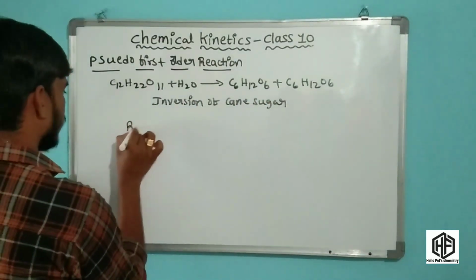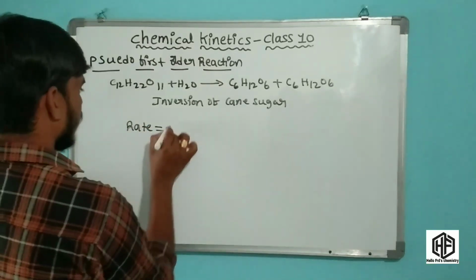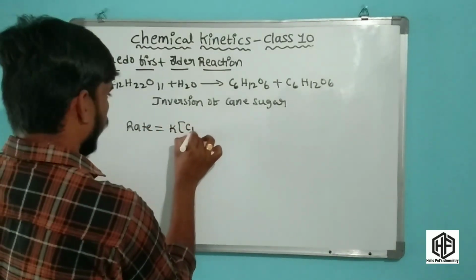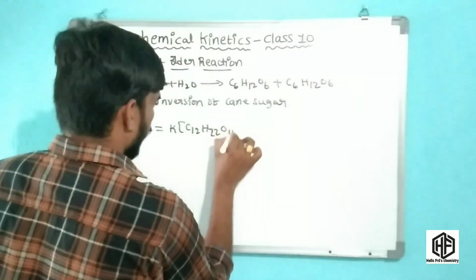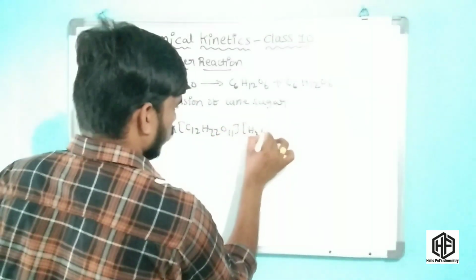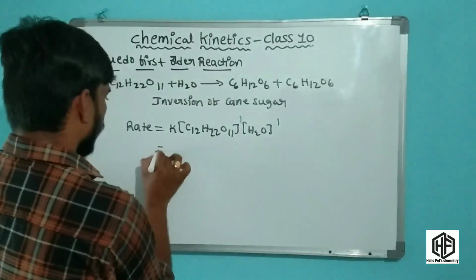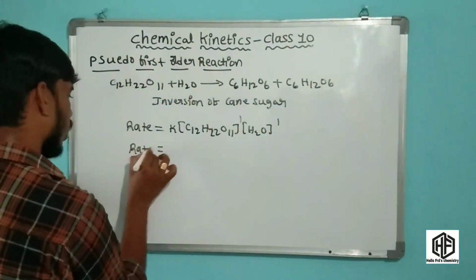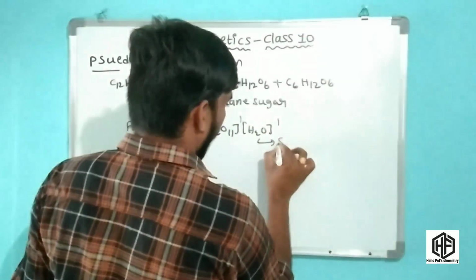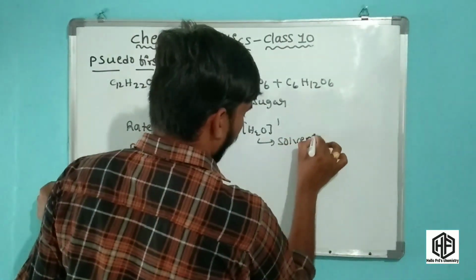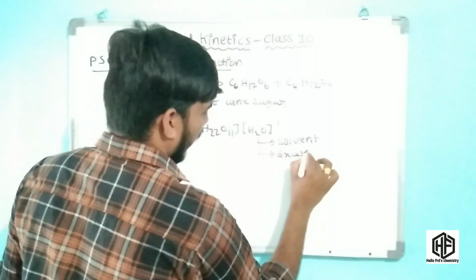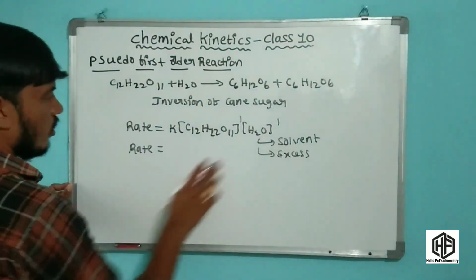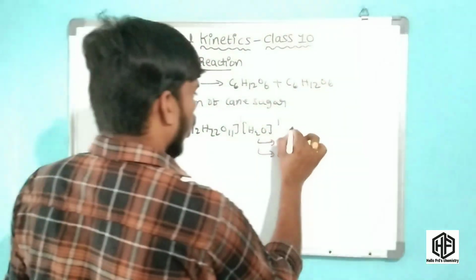Now the rate of this reaction is K into concentration of sucrose and concentration of H2O power 1. But this water acts as a solvent. Water acts as a solvent. This water is present in excess. Now this is also constant.